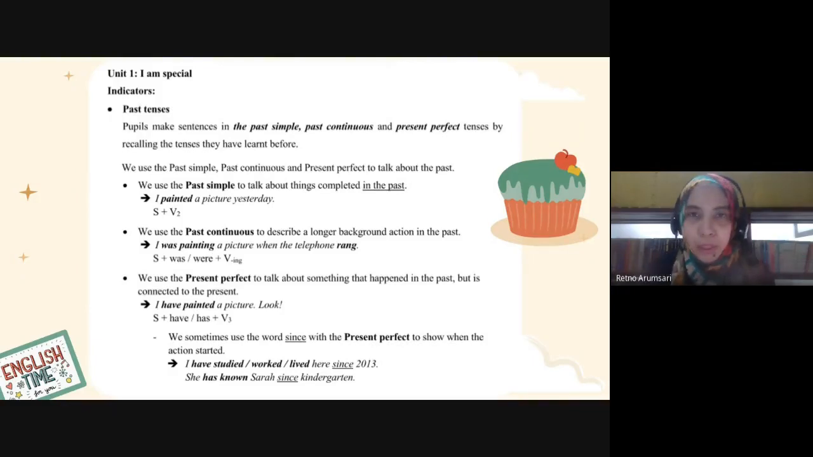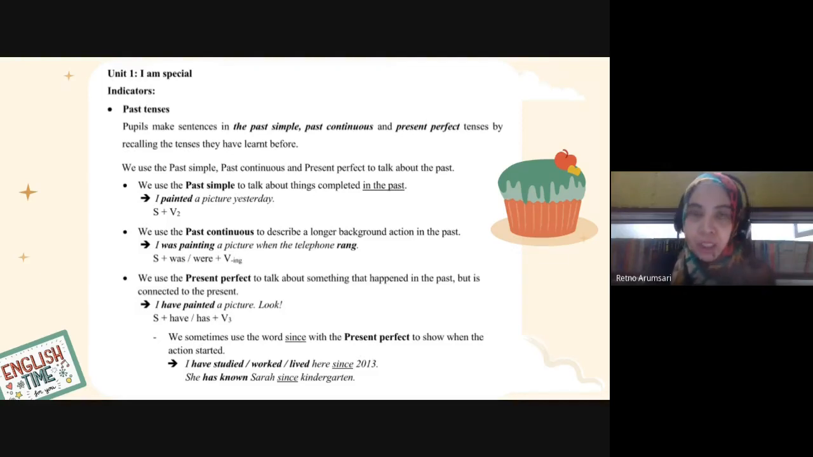And past continuous. Past continuous is used when there are two actions, and one action is longer than the second action. The longer action uses the past continuous. For example, I was painting a picture when the phone rang. I was painting, and then suddenly the phone rang. The longer action was painting the picture, and the shorter action was the telephone rang.